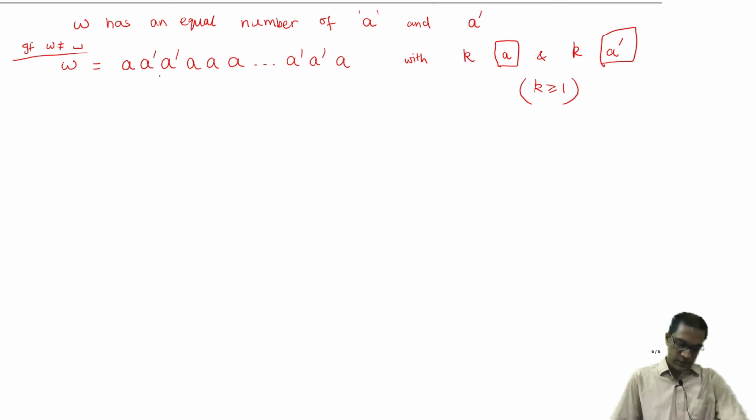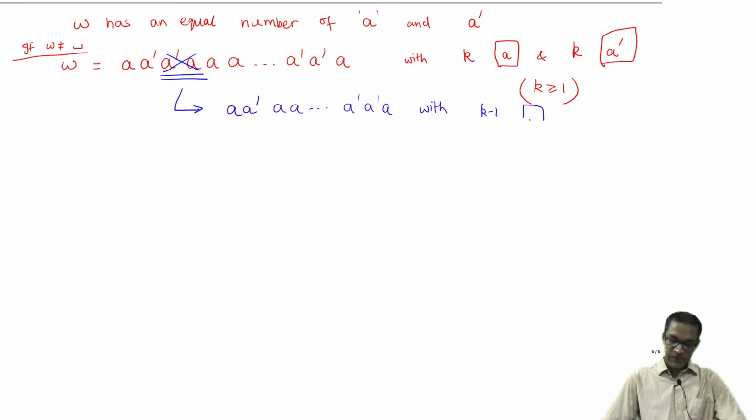So, let us do this for example. Find a place where I have a prime a, and using the basic rewriting rule, I get rid of that entirely. Okay. So, from this I can form another word in which, using a single basic rewriting rule, I have been able to find another word which still has an equal number of a's and a primes, but that number has come down by 1. It is k minus 1 a's and k minus 1 a primes. Okay, now repeat the argument.